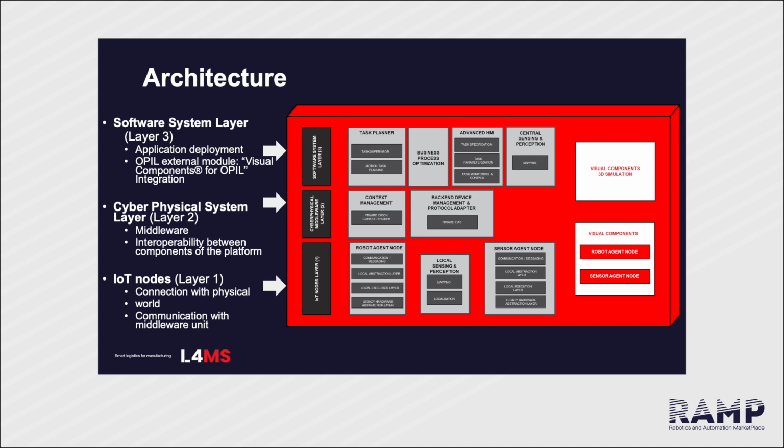The upper software system layer consists of the Task Planner, which consists of Task Supervisor and Motion Task Planning and is responsible for prioritizing the tasks, a module called Business Process Optimization, the advanced Human-Machine Interaction module, and moreover the Central Sensing and Perception module, which will be examined in detail later. Apart from that, there is an upper and lower layer of the digital twin visual components. The upper layer is the 3D simulation of the factory floor plan, and RAN and SAN virtual components can mimic the corresponding modules inside the digital twin.